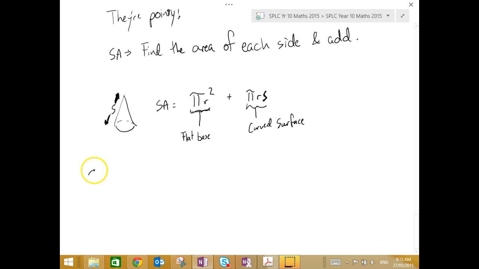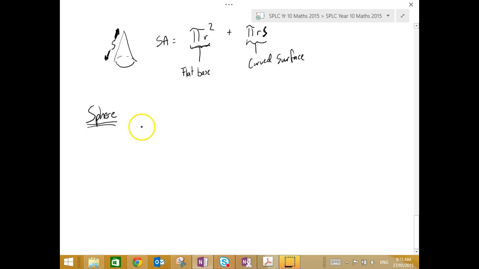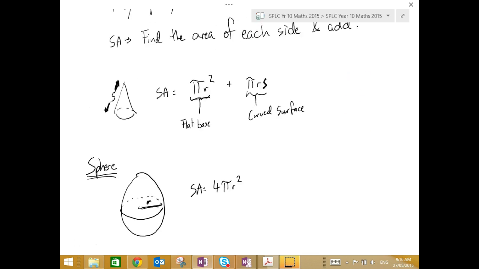All right, one other special shape now. Sphere. Not a sphere, as some people like to say. Surface area of a sphere is 4 pi r squared. 4 circles added together perfectly form a sphere.